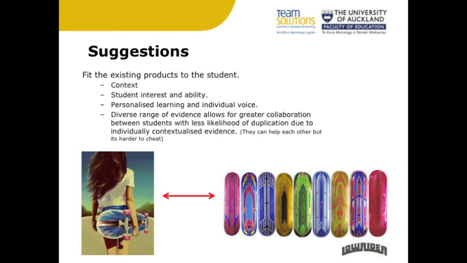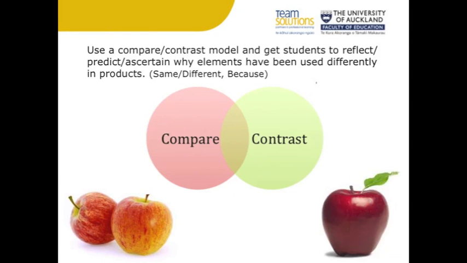As far as suggestions go towards helping your students gain success, I would recommend considering some of the following. Setting the context around student interest and ability. Engage personalised learning in order to promote individual student voice. Use a wide range of evidence to support diverse learning styles, student collaboration, and evidence collection. Perhaps consider literacy to support this standard.